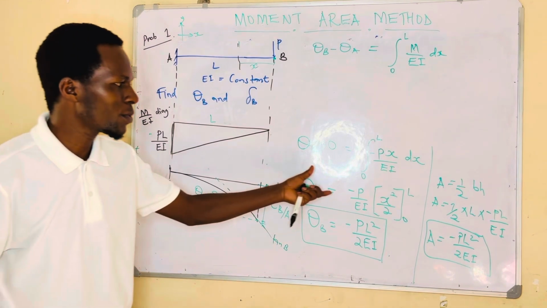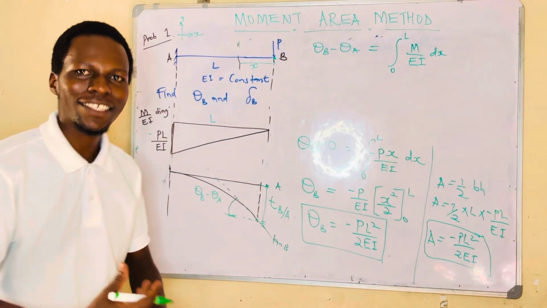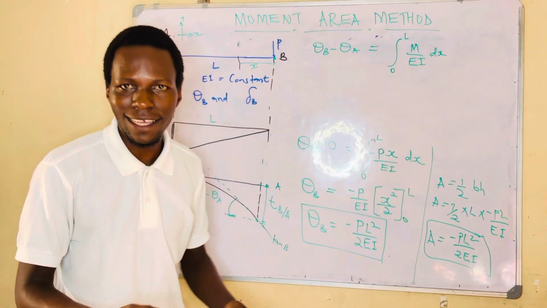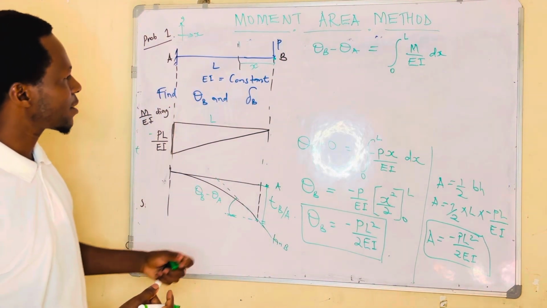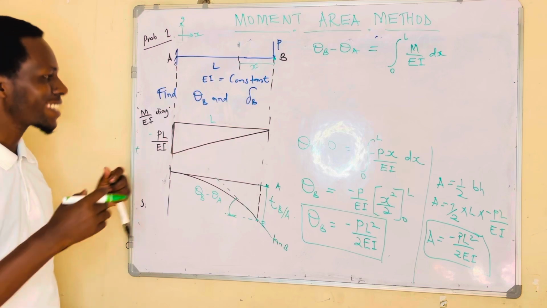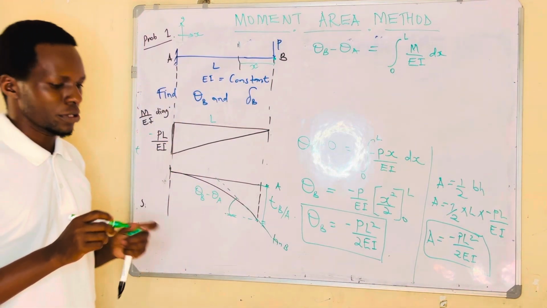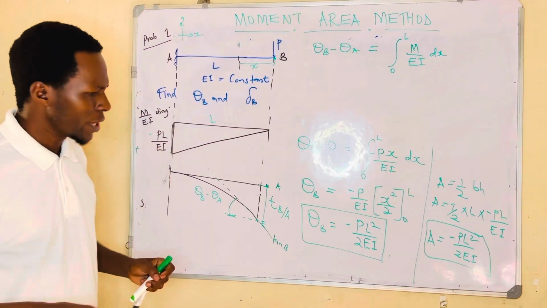But the best way to go is this, because if the question becomes more complex, you have to integrate so that you can get it easily, right? So the first part of the question is done. We have to do the second part of the question, that is the deflection. So how do we get this deflection?